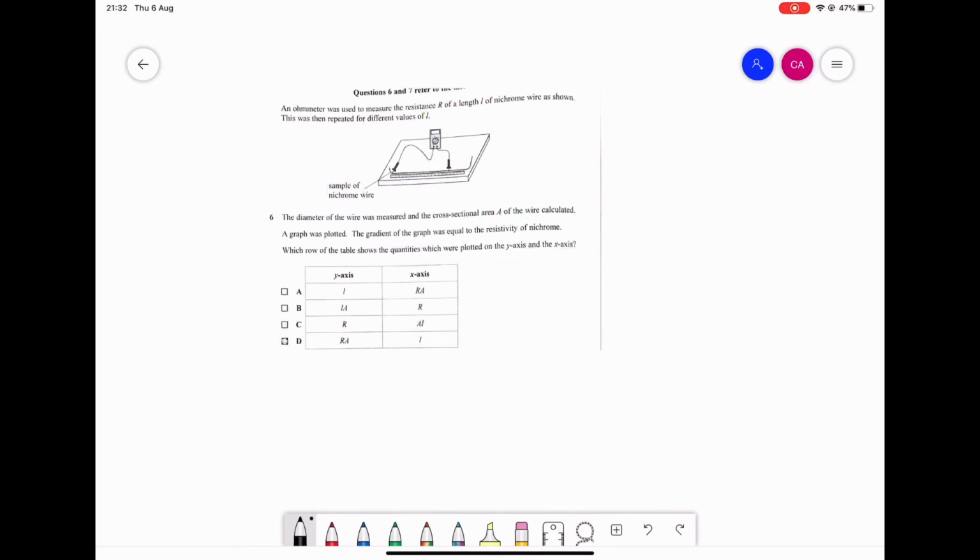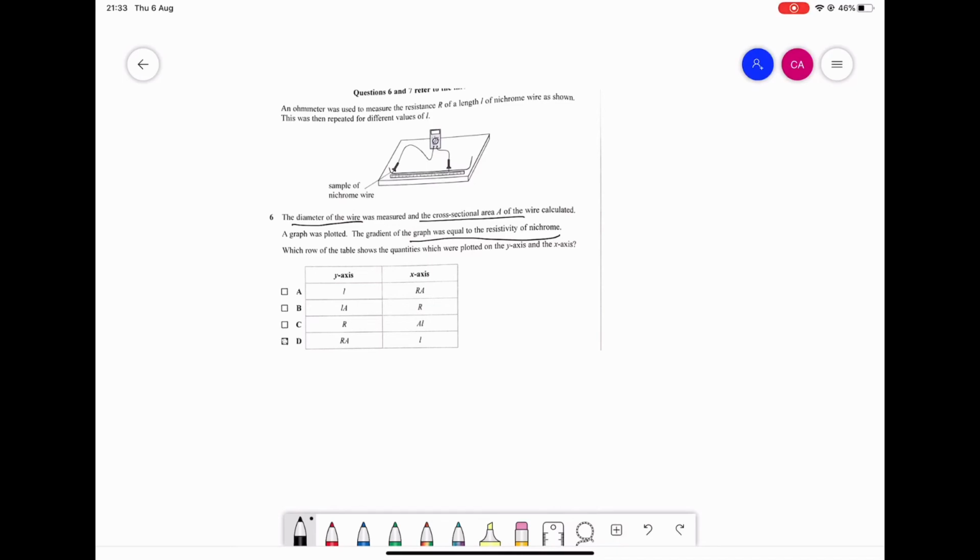This is the sixth question. An ohmmeter was used to measure the resistance R of a length L of nichrome wire as shown. This was then repeated for different values of L. The diameter of the wire was measured and the cross-sectional area A of the wire calculated. A graph was plotted. The gradient of the graph was equal to the resistivity of nichrome. Which table shows the quantities which were plotted on the y-axis and x-axis?